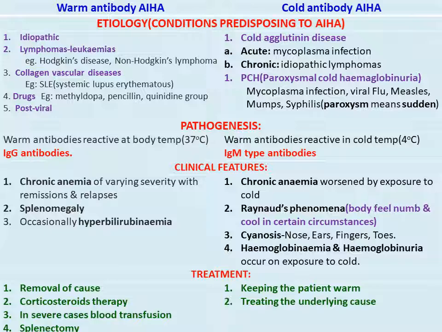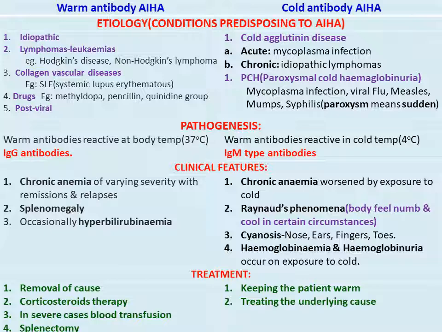Then cyanosis, meaning blue color: the skin becomes blue due to decreased blood supply, so cyanosis of the nose, ears, fingers and toes. The fourth clinical feature is hemoglobinemia and hemoglobinuria, hemoglobin in the blood and hemoglobin in the urine, occurring on exposure to cold.